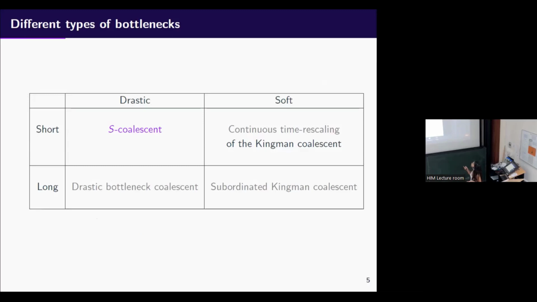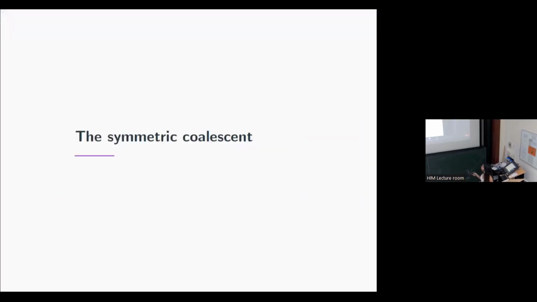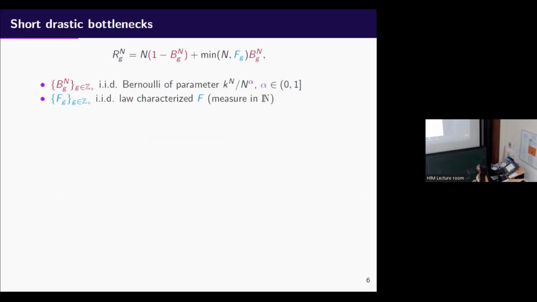So for example, if your bottlenecks are soft, what you get is a time rescaling of the Kingman coalescent. If they're short, you will get a continuous time rescaling. But if they're long, you will get a rescaling by a subordinator, so by a jump process. However, when the bottlenecks are drastic and short, you get the symmetric coalescent, which is the object of study of the first part of this talk.